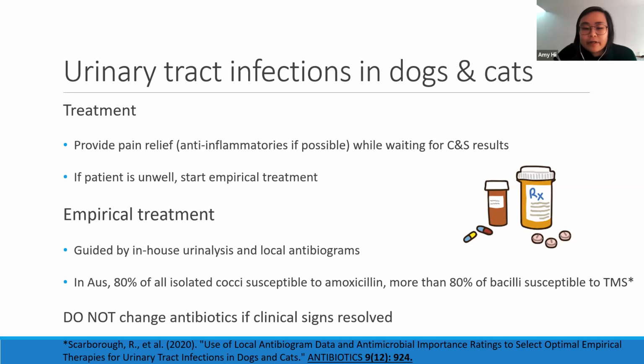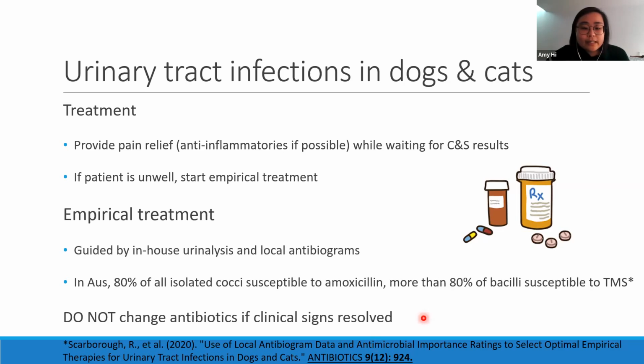Keep in mind this recommendation is specific to Australia. Overseas, there may be different susceptibility patterns and importance ratings, which may change the recommendations. Ideally, this type of information should be readily available for various conditions, microbiological organisms, and geographic locations, so that veterinarians can make an informed decision.